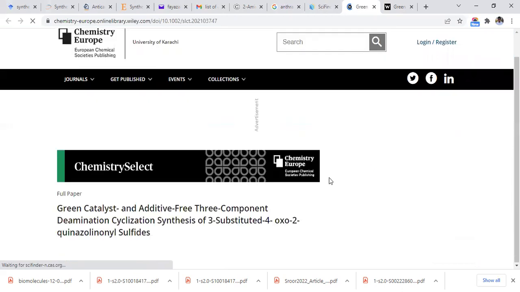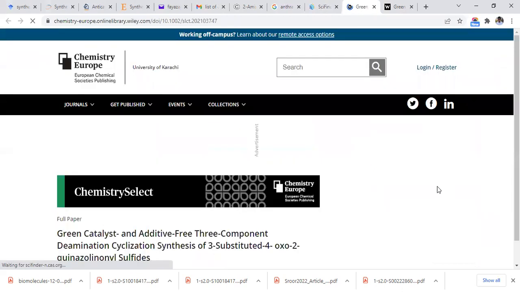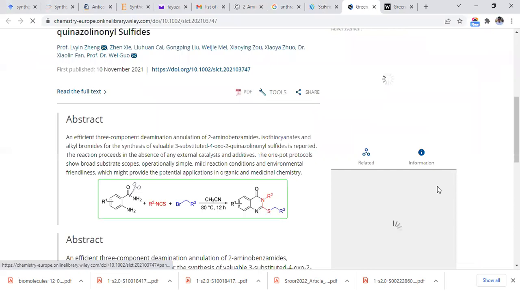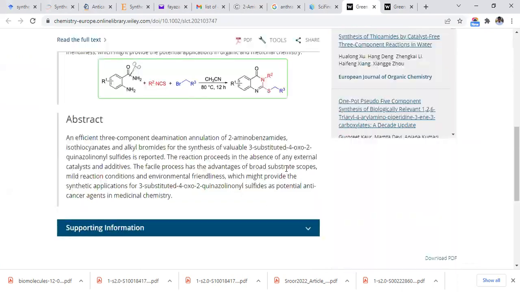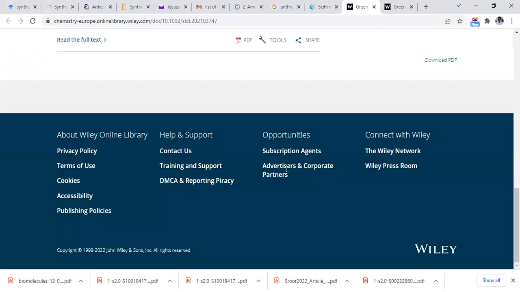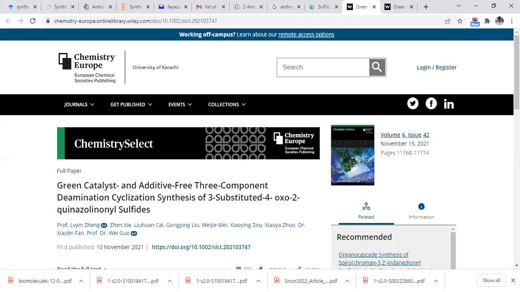Okay, this is the paper, this is the reaction method. Now you have learned how to search the reaction in SciFinder CAS.